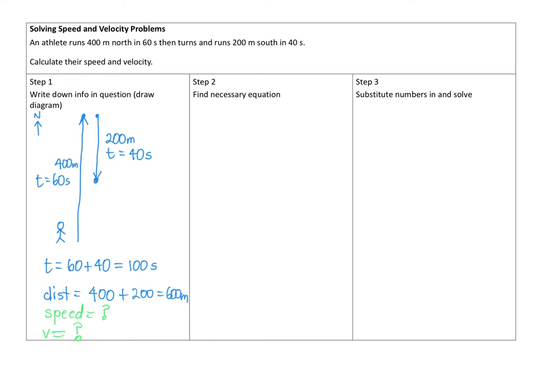Well, the equations that we know are that speed equals distance over time, and we know that velocity is equal to displacement over time.